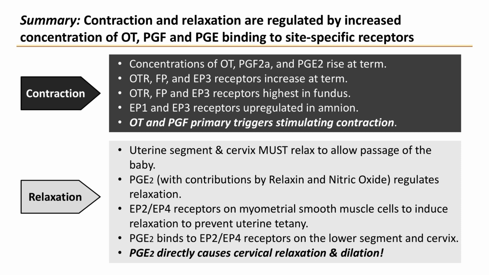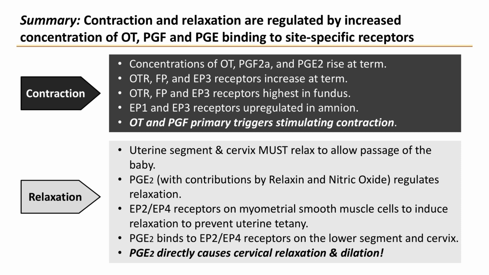The OTR, prostaglandin F receptor, and EP3 receptors also increase at term, and we find the highest concentrations in the fundus. We also see both EP1 and EP3 upregulated in the amnion, and we have multiple studies demonstrating that both OT and PGF can predominantly stimulate uterine contractions during phase 3 of parturition.